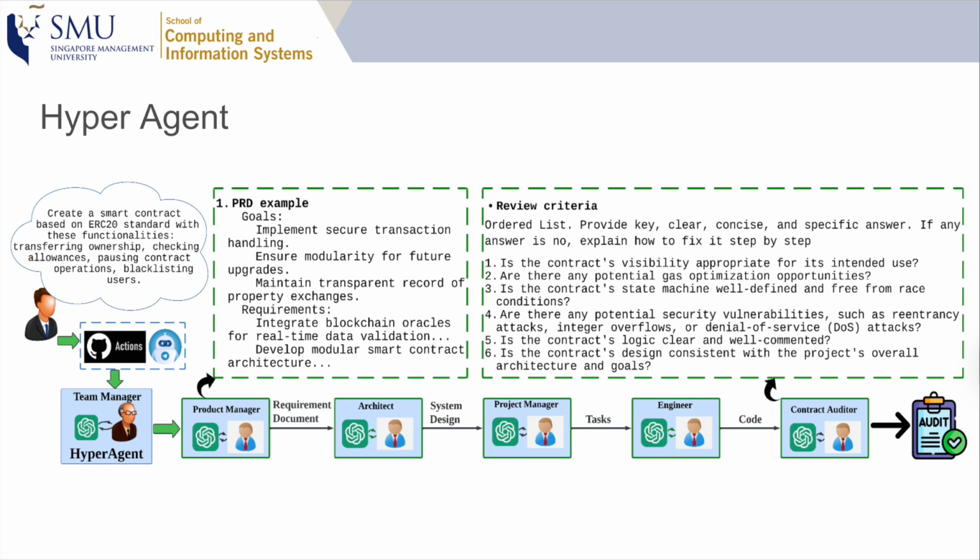For example, in decentralized finance smart contracts that require solid security attention, the teams would involve a contract auditor for security checks. HyperAgent also adapts role prompts and templates to emphasize security for smart contracts.